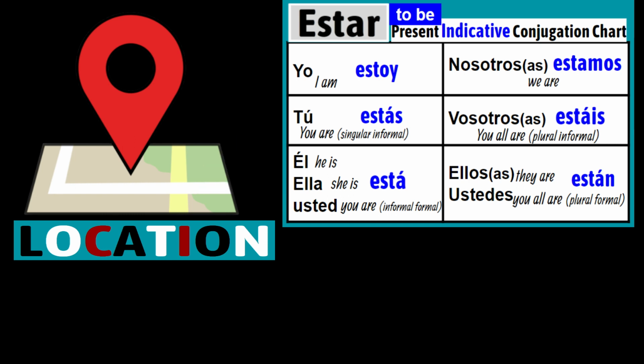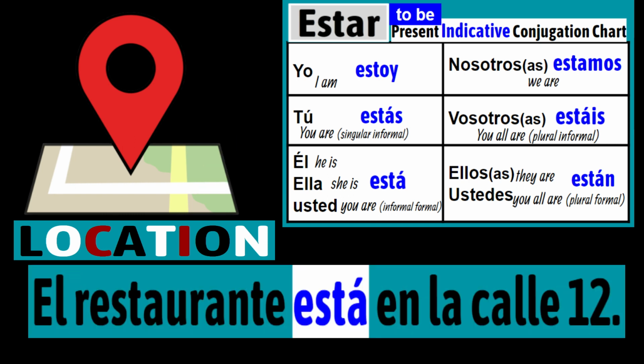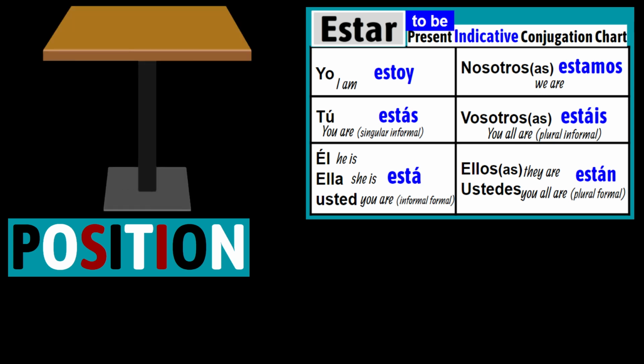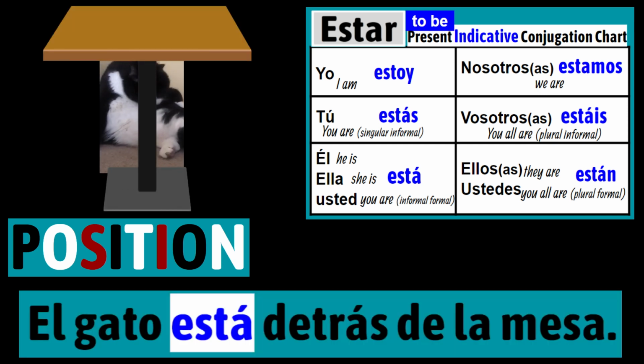Use the conjugation chart to help you understand the sentences. El restaurante está en la calle 12. Use the verb estar to talk about position. El gato está detrás de la mesa.